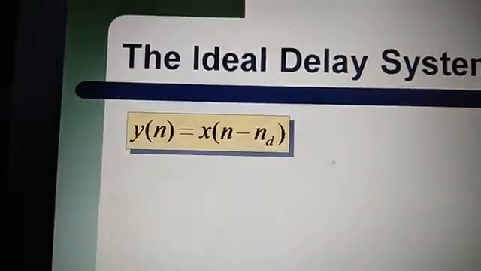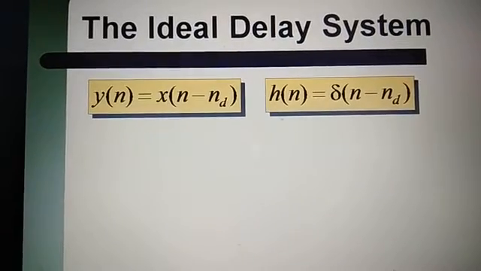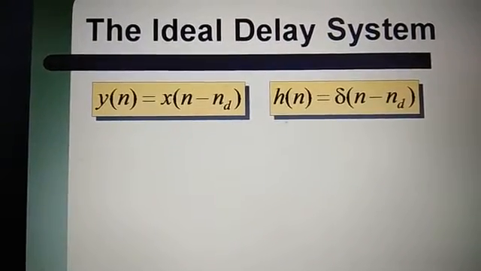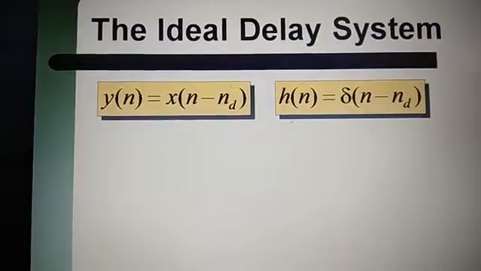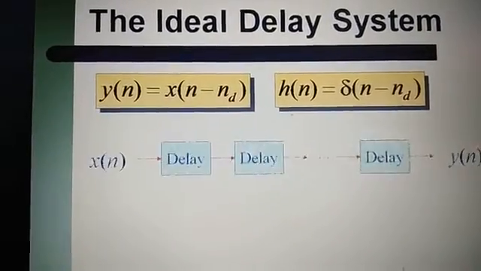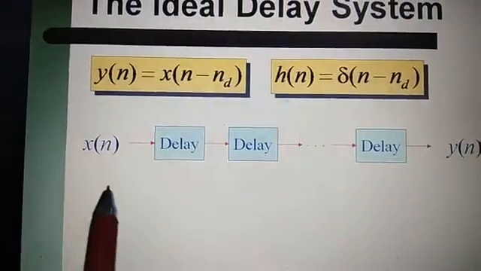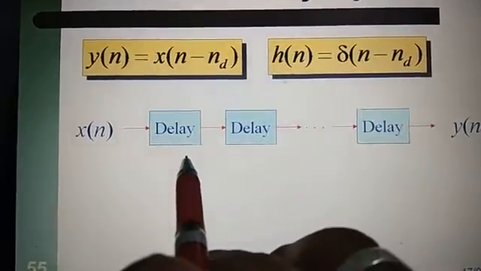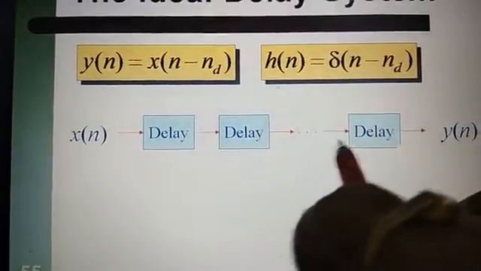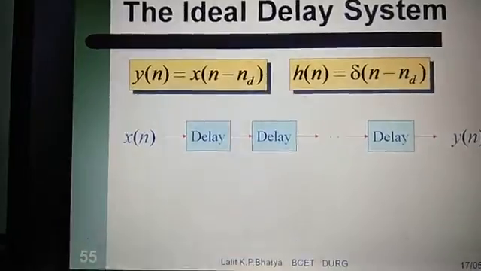For the ideal delay, y of n is equal to x of n minus nd, and h of n is equal to delta of n minus nd. h of n is the impulse response and y of n is the total response of the output. Then you can see here x of n applied to the delay units, and you will get the y of n.